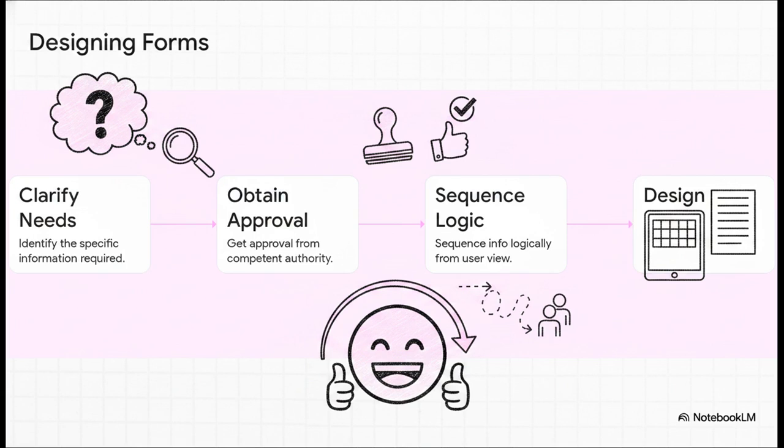Next up, it's absolutely critical to obtain approval from a competent authority before you even think about introducing a new form. Once you've got the green light, you sequence the information logically from the user's point of view. For instance, asking for a name before you ask for their contact details, right? And finally, the physical or digital layout is designed. You have to consider everything from giving people adequate space to write to the overall visual appeal, because believe it or not, that directly impacts organizational goodwill.